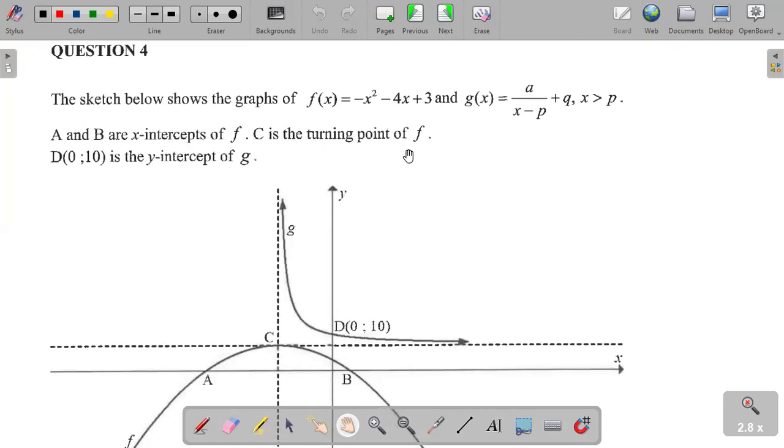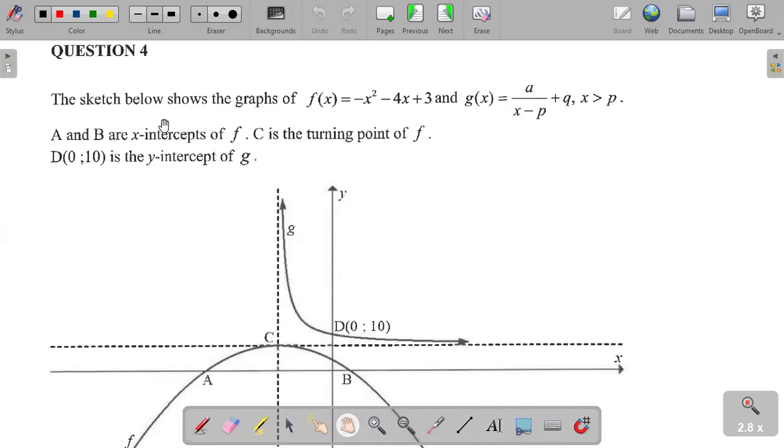Now let us go to question 4. Oh, so now question 4 is graphs. Okay, we're given the hyperbolic function. We can see the hyperbolic function here already, and this is the parabola or the quadratic function.